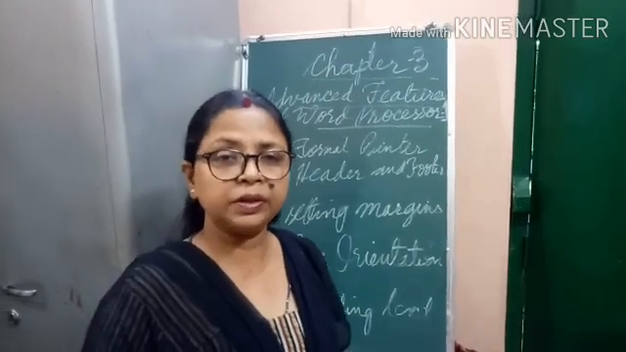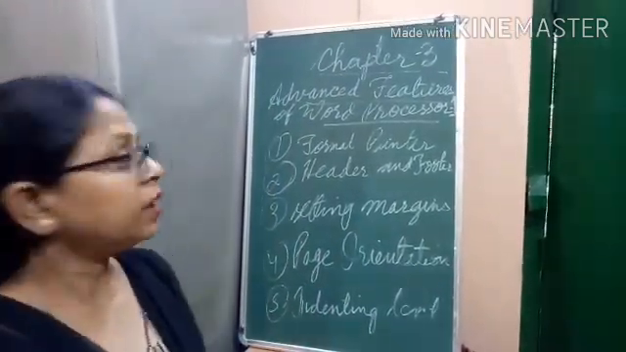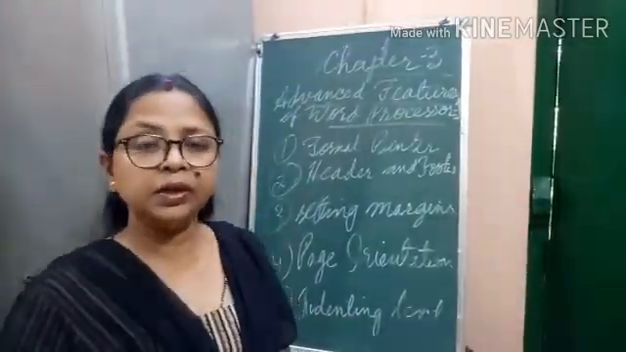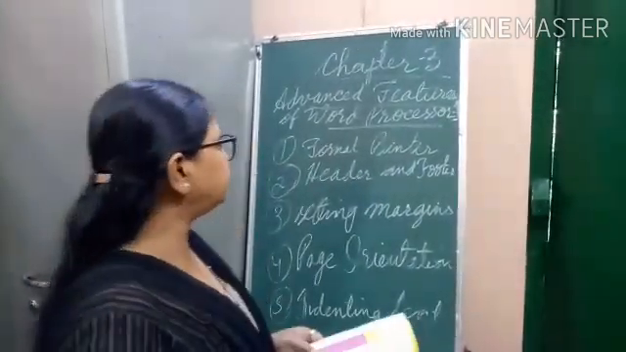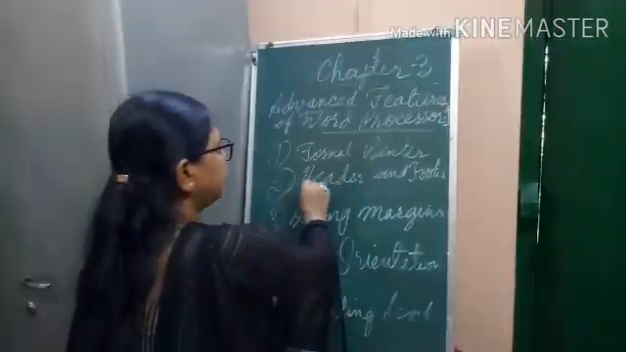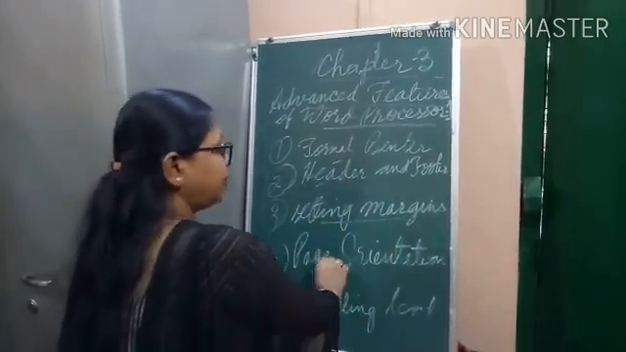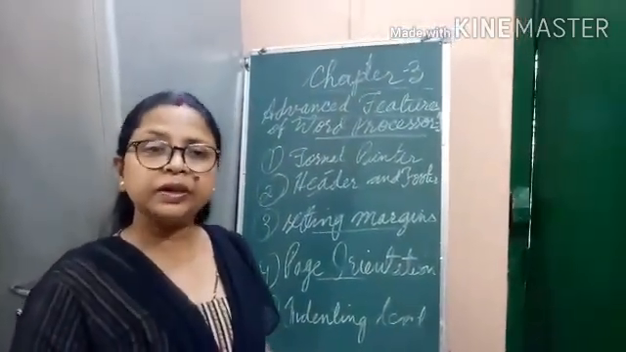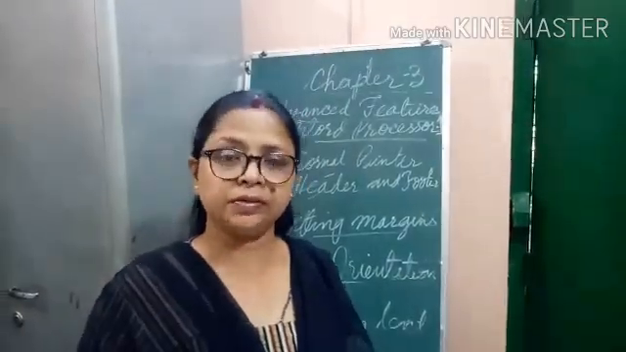Good morning children. Today in this video I shall start chapter 3, Advanced Features of Word Processor 1. In this chapter I shall explain format painter, header and footer, setting of margins, page orientation and indenting text. Children, take out your book and open page number 30.